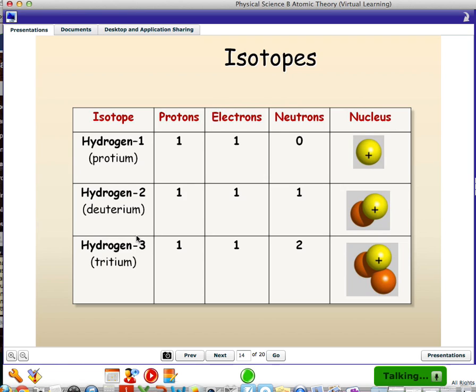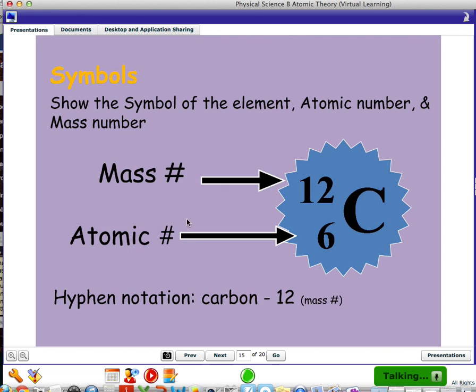The first one has one proton and one electron, but it has no neutrons. The second one has one neutron, and the third one has two neutrons. These are all forms of hydrogen. They all exist in nature, but they just vary in the number of neutrons. So what you see on the periodic table with the atomic mass number is kind of an average of all the different types of isotopes that are found in nature.